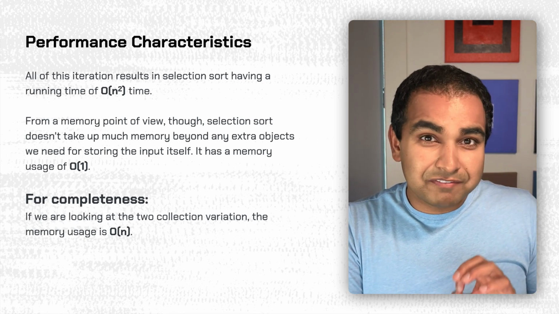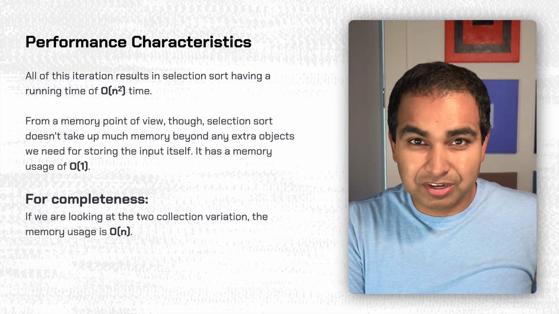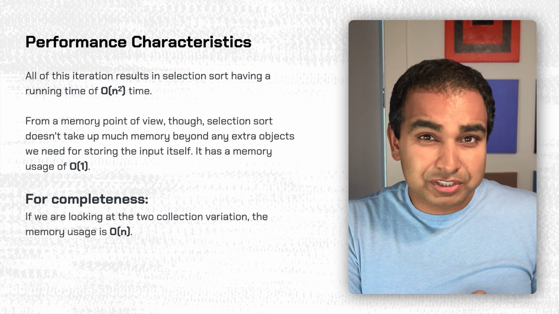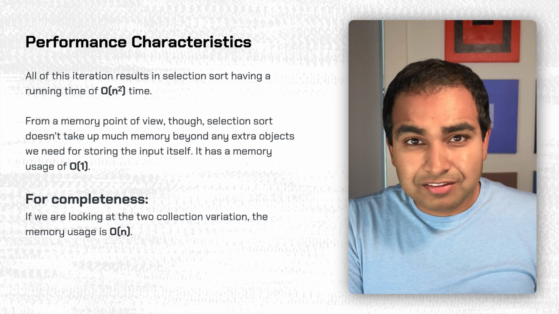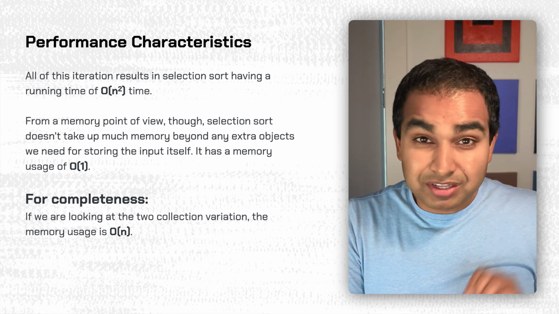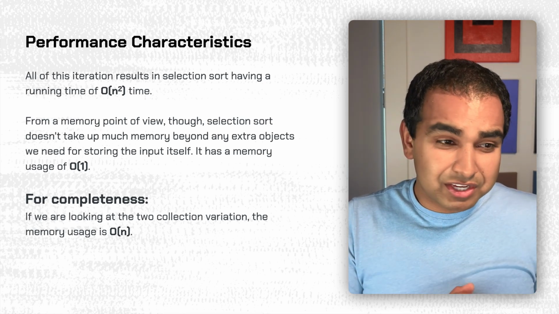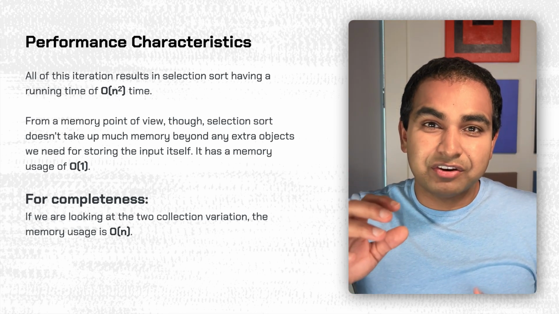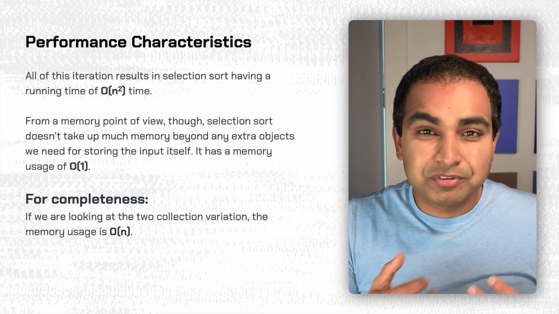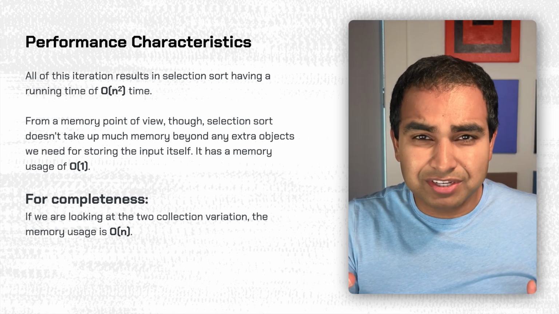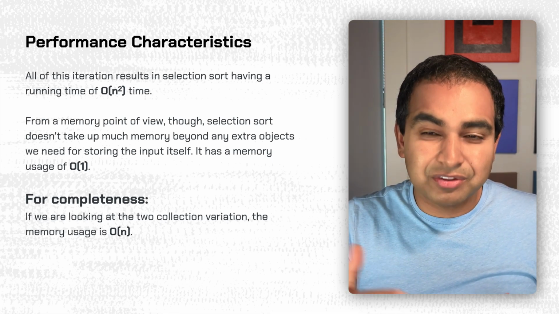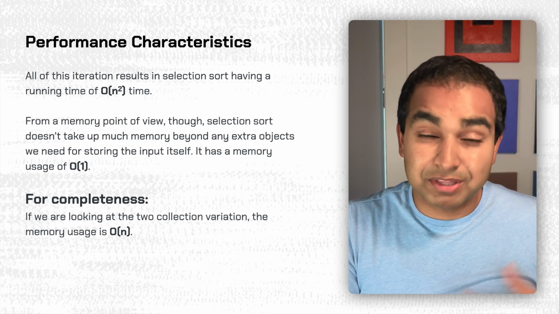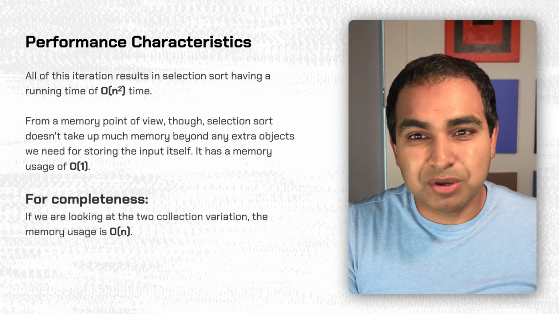Now, for completeness, even though we said selection sort by default is always going to be the single collection variation, there will be cases where you might have a two collection variation. And in that case, the only difference is that the memory taken up by the two collection variation will be big O of n, or linear, because you have one array for your input and you're taking up more memory for another array for whatever collection you're using. You're going to have two collections, and that makes it linear, which is not great for most cases, but the running time stays the same. It's big O of n squared.